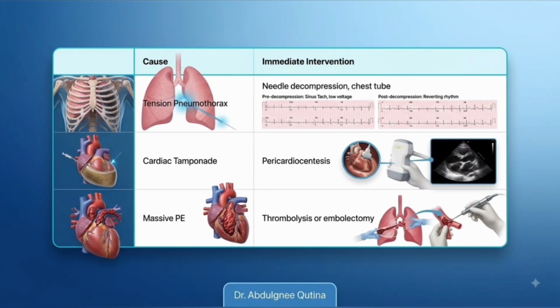Our final class is obstructive shock, the ultimate mechanical emergency. The one and only goal here is immediate, aggressive relief of the obstruction. If it's a tension pneumothorax, you're doing a needle decompression right in the second intercostal space, followed quickly by a chest tube. If it's cardiac tamponade, you're doing an ultrasound-guided pericardiocentesis to drain that fluid. And for a massive pulmonary embolism, you're moving straight to thrombolysis or a surgical embolectomy. Bottom line, fix the blockage, fix the shock.